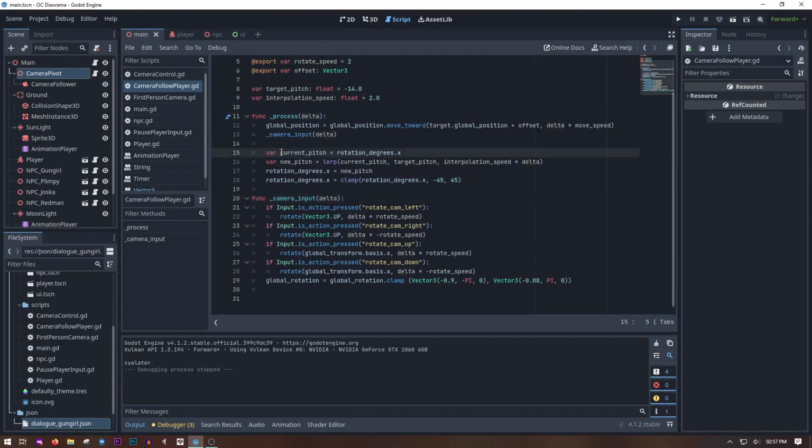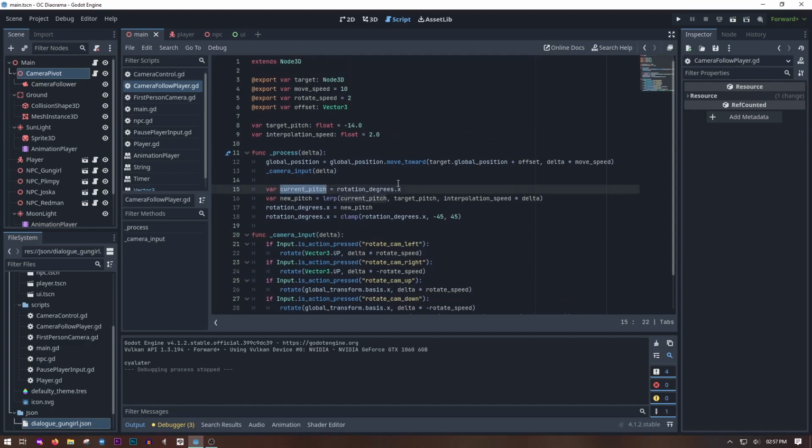And then under that we got current pitch. This is the pitch thing. Rotation degrees dot x. So we get the rotation degrees of the node 3D. That's what we're extending. And then the new pitch is a lerp angle, linear interpolation, I think, of the current pitch, the target pitch, the interpolation speed. I don't know what the commas are doing. I think that's some of the confusion here. If I were to laymanize this, I don't know what I would say.